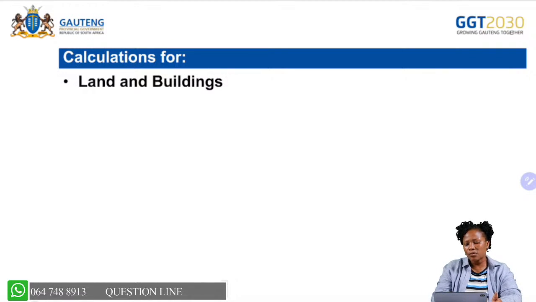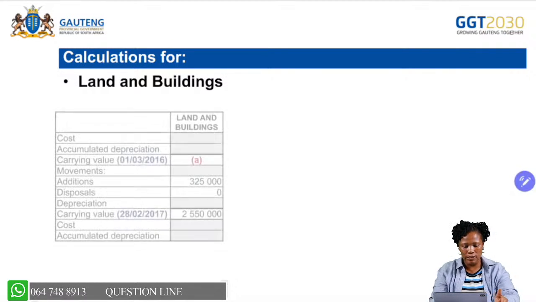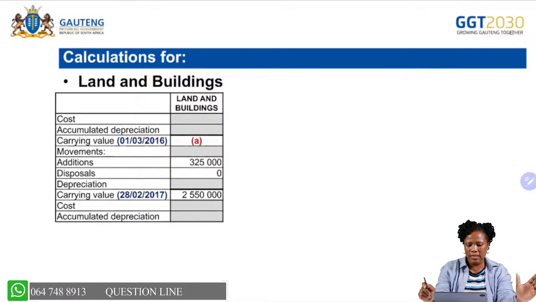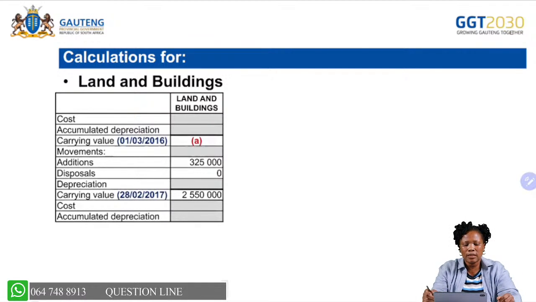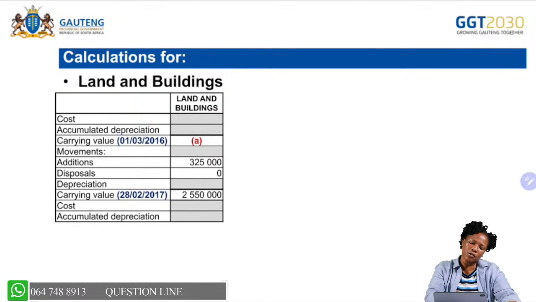Okay, we're going to start with the calculations for land and buildings. That's our first calculation. A very easy calculation. And remember, we need to know that sometimes we have to work backwards. I will always encourage my learners, everybody that I interact with, to learn to work backwards. And when you work backwards, you are going to change your signs. Look at your carrying value. It is given there.